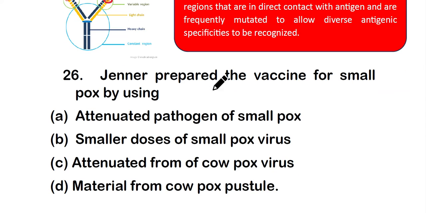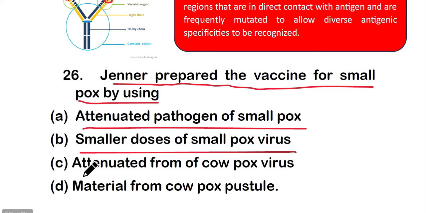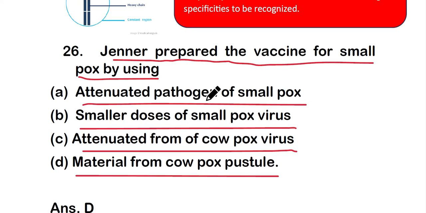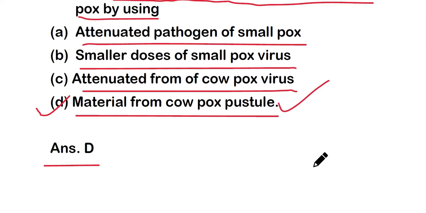So next is question number 26. Jenner prepared the vaccine for smallpox by using: option A, attenuated pathogen of smallpox; option B, smaller doses of smallpox virus; option C, attenuated form of cowpox virus; or option D, material from cowpox pustules. So which one is correct about the smallpox vaccine? The right answer is option D, that is material from cowpox pustules. So Jenner prepared the vaccine for smallpox by using material from cowpox pustules.